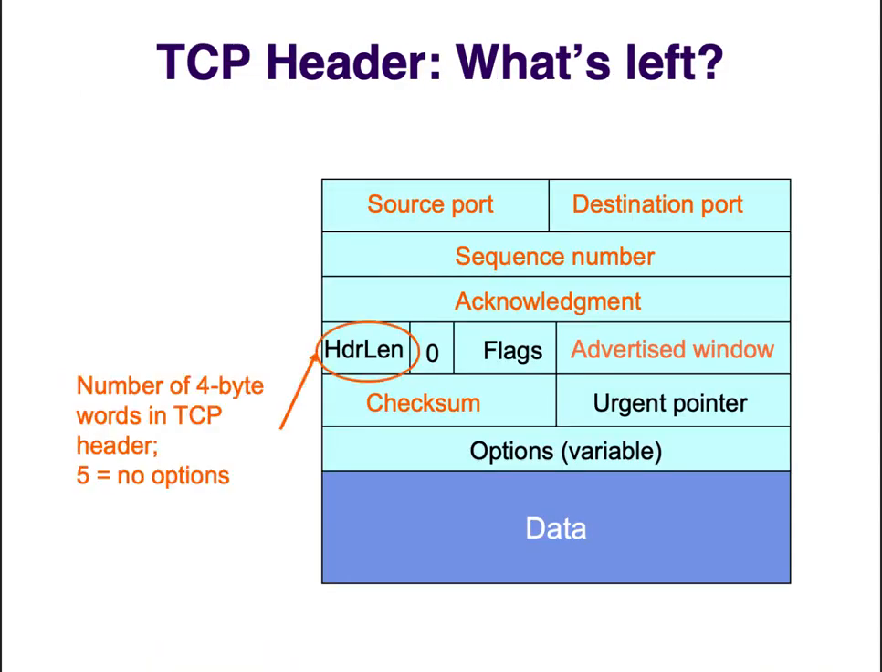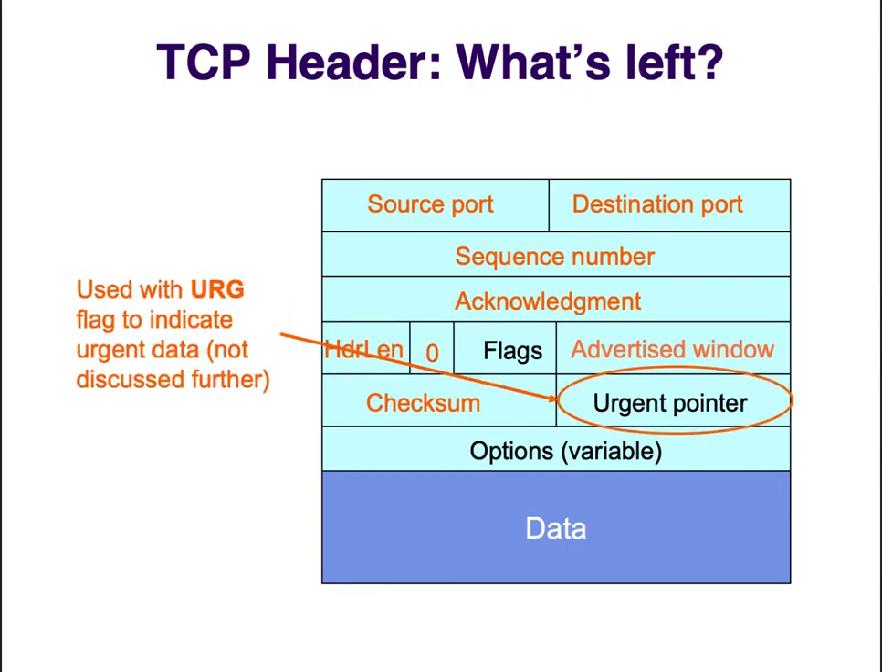So what's left in this header? We have a header length field. Just like in IP, this is in units of 4 bytes. It covers the length of the header. What about the length of the data? It's a bit of a trick question. The IP header gave you the length of the entire IP packet. So you take that length and you subtract out the TCP header length, and that gives you how many data bytes are in the TCP payload.